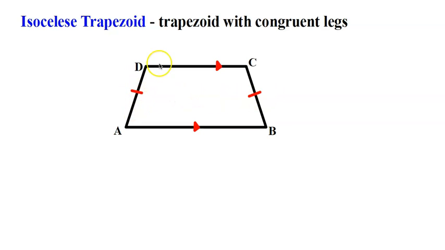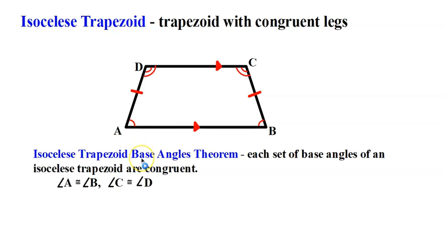If you have a leg congruent to a base, that's no good. That's not going to give you an isosceles trapezoid. I do have a couple of properties about isosceles trapezoids. Number one, the base angles of an isosceles trapezoid are congruent. Just like in isosceles triangles, the base angles are congruent. In isosceles trapezoids, the base angles are congruent.